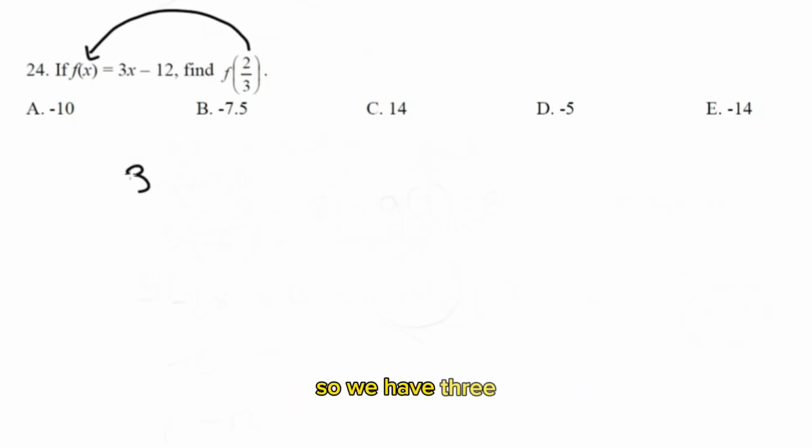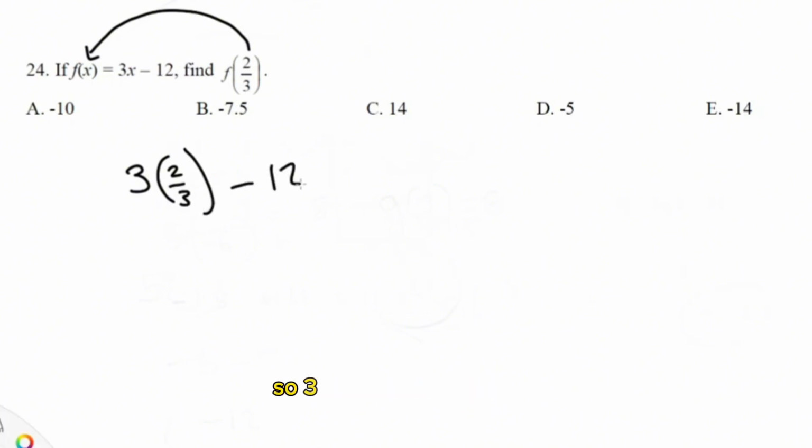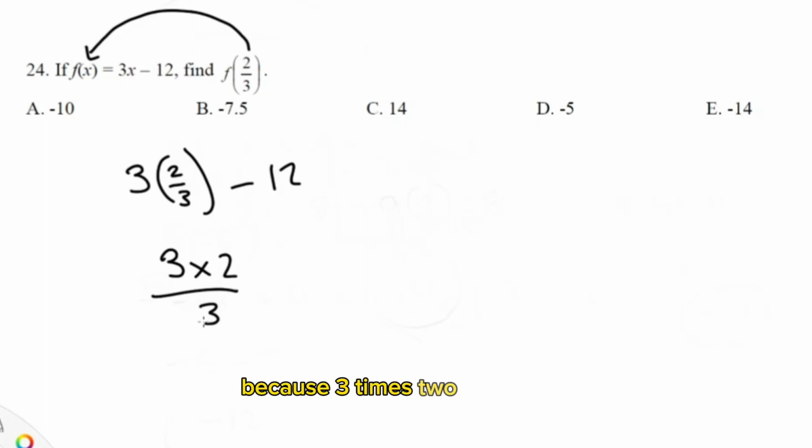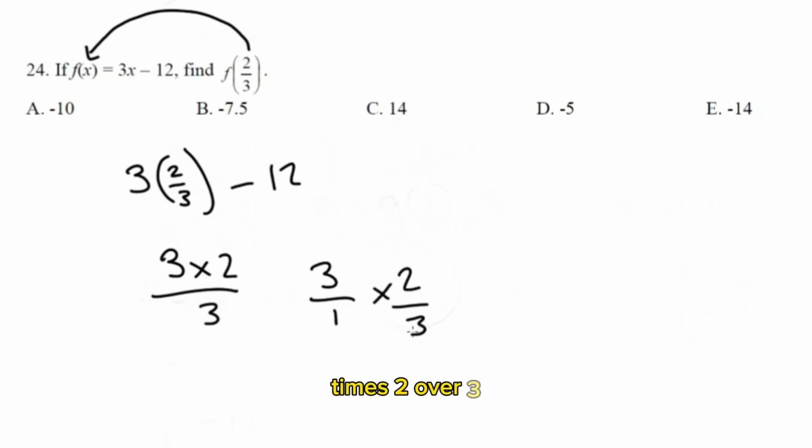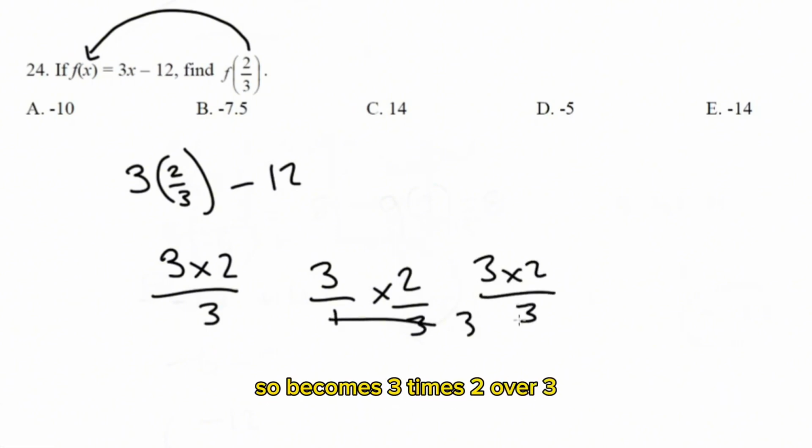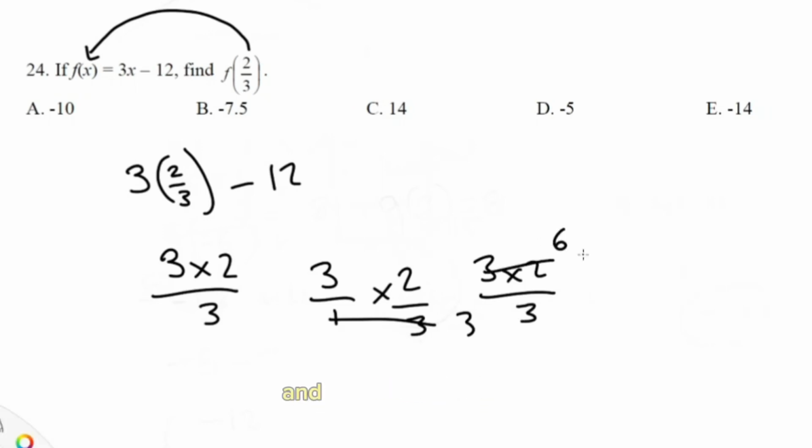So we have 3 times 2 over 3 minus 12. Alright, so 3 times 2 over 3. So that's 3 times 2 divided by 3. Because 3 times 2 over 3 can be written as 3 over 1 times 2 over 3. And the 3 and 1 just multiply to 3. So it becomes 3 times 2 over 3. So 3 times 2 is 6. And 6 over 3 is 2.